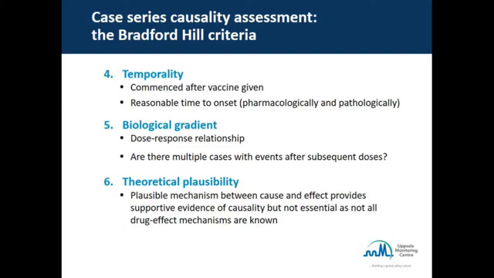Biological gradient, when we talk about normal drugs, we talk about with increasing dose. With vaccines, there's a slightly different version of that. Usually we give vaccines in multiple doses. It requires several injections to get the full immune response. So we look to see if we have similar adverse events after subsequent doses. That can be a sign that it could be something.